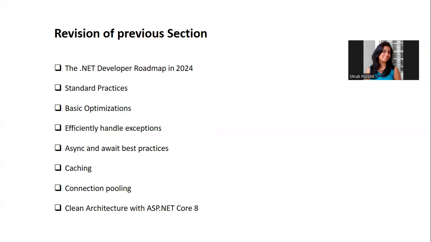We can create our customized exceptions, in which cases we have to use async and await, when we can skip those things. What kind of different uses of caching? Caching we will cover in this section also, a little bit. Next one is connection pooling. Okay, one is the clean architecture with ASP.NET Core 8.